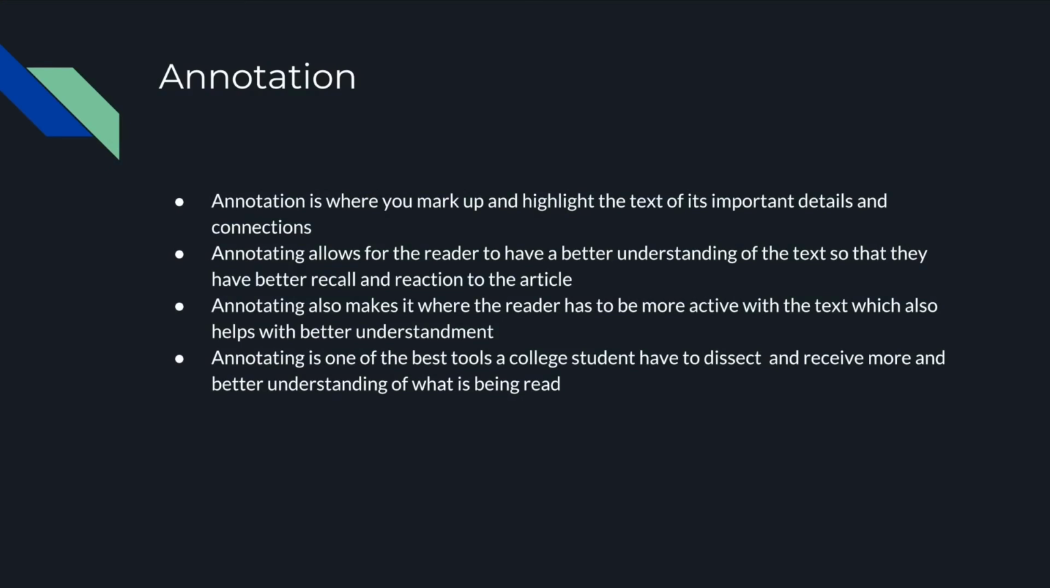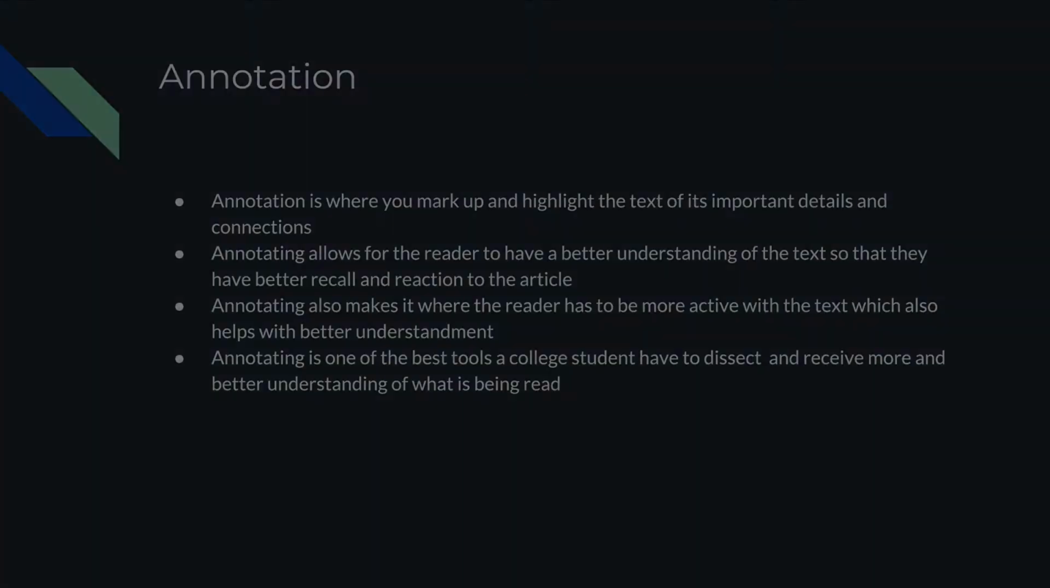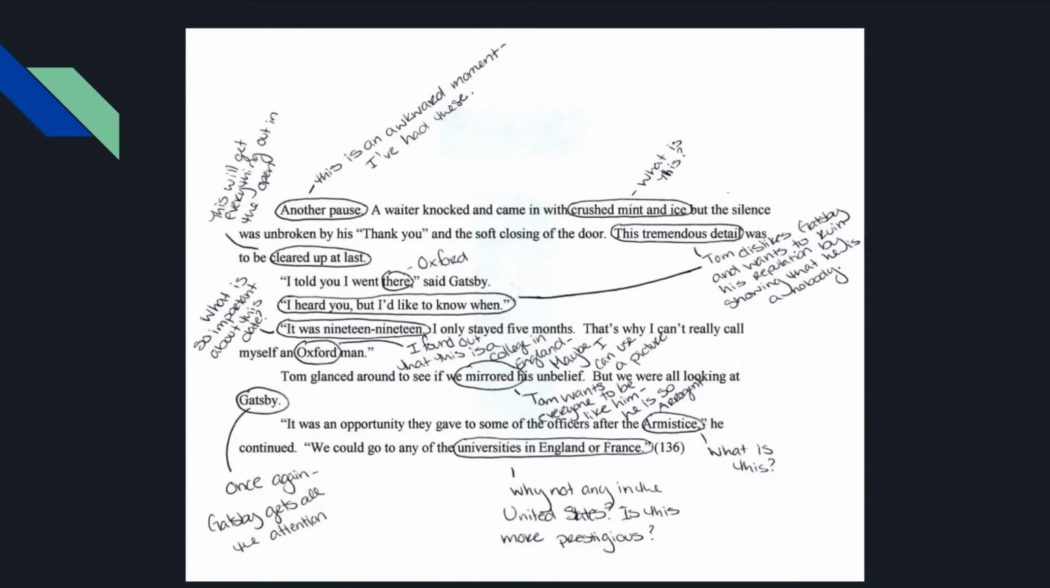Annotation is where you mark up and highlight the text of important details and connections. Annotating allows the reader a better understanding of the text so that they have better recall and reaction to the article. Annotating also makes it where the reader has to be more active with the text, which also helps with better understanding. Annotating is one of the best tools the college student has to dissect and receive more information from the article. Here's an example of annotating.